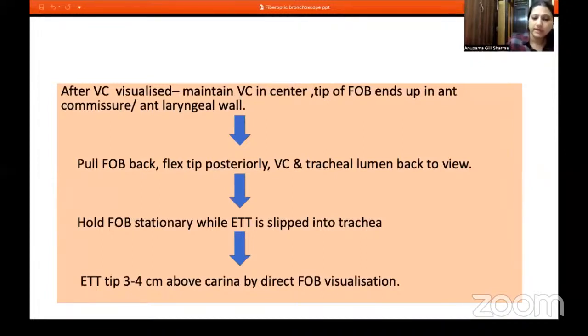Hold the fiber optic stationary while your second operator advances the endotracheal tube into the trachea. The endotracheal tube is kept 3 to 4 centimeters above the carina under direct fiber optic visualization, and only then withdraw your fiber optic.